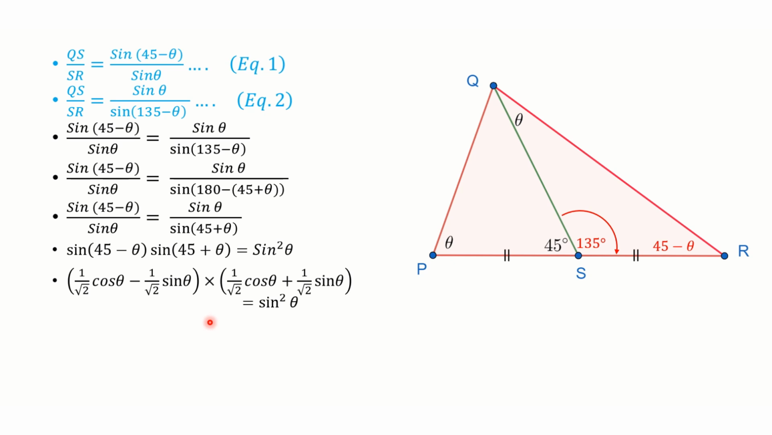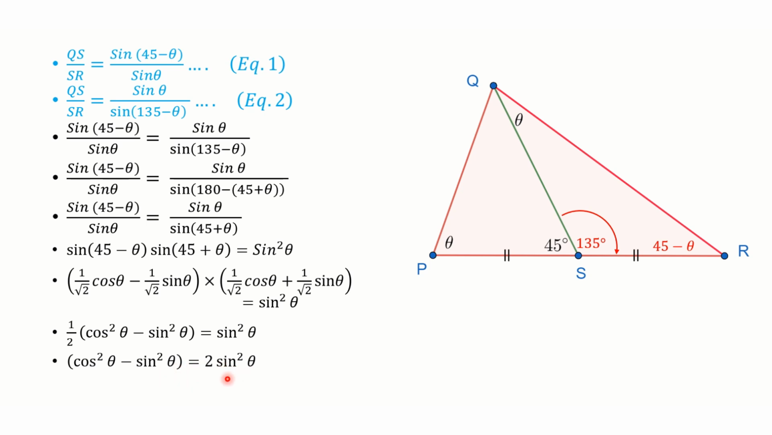Now, I can take 1 by root 2 common. From here I can take 1 by root 2 common, and from here I can also take 1 by root 2 common. So, 1 by root 2 into 1 by root 2, this becomes 1 by 2, and then I have cos theta minus sin theta into cos theta plus sin theta, that is A minus B into A plus B, that is nothing but A square minus B square. So, cos square minus sin square theta. I can cross multiply to this side. So, this will become cos square theta minus sin square theta equals 2 sin square theta.